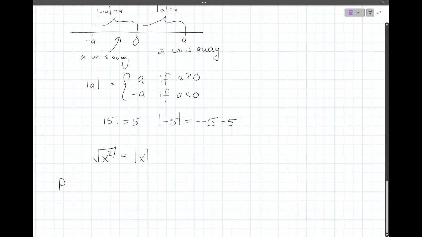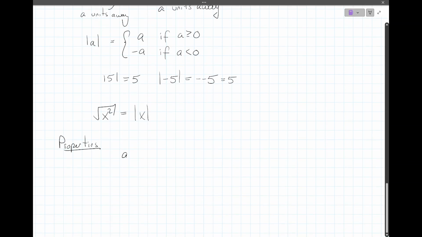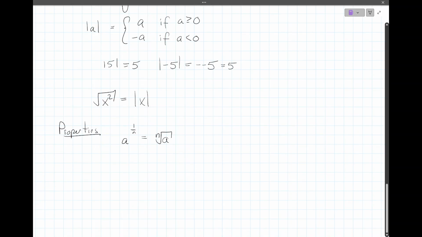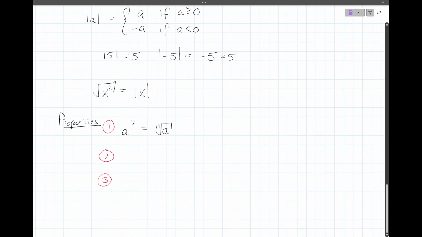So properties that we want to look at, and we'll get into detail about absolute value in a moment. Properties: we know that a to the 1 over n is the same as the radical, the nth root of a, like that. So that's property 1. Property 2 that we're going to look at, property 3, and property 4.